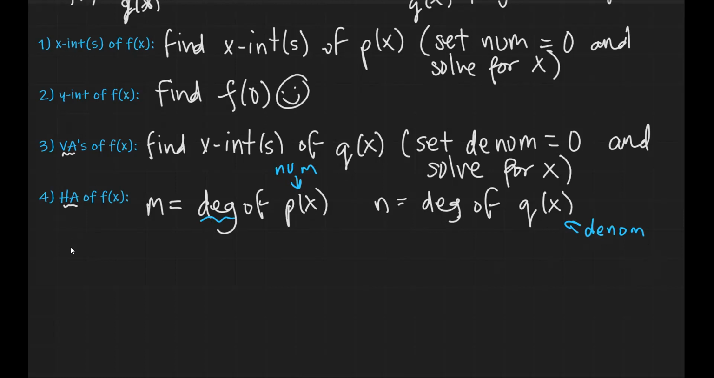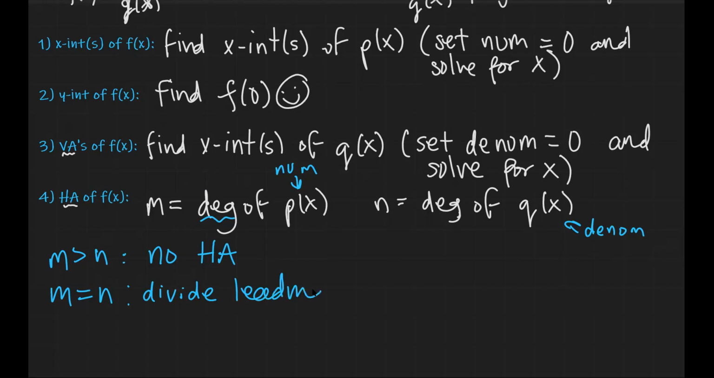So here are the rules. If m is bigger than n, so if the numerator has a bigger degree than the denominator, then for that case, we have no horizontal asymptote. If our degrees are the same, which is what we've dealt with so far, what did we do? We divided the leading coefficients.